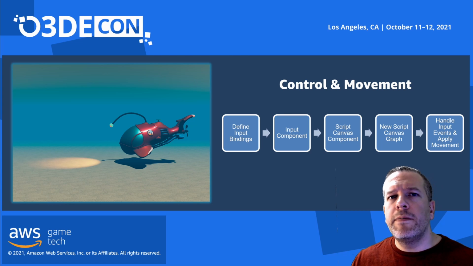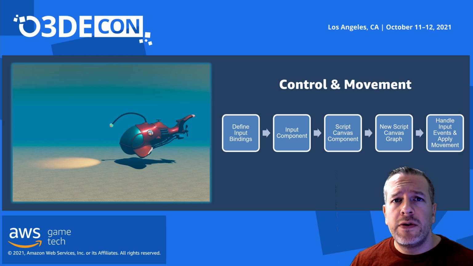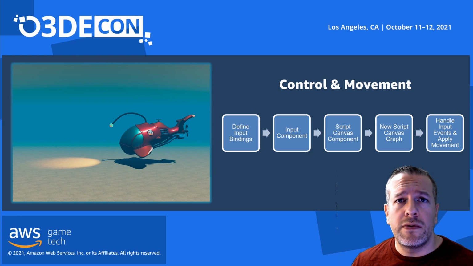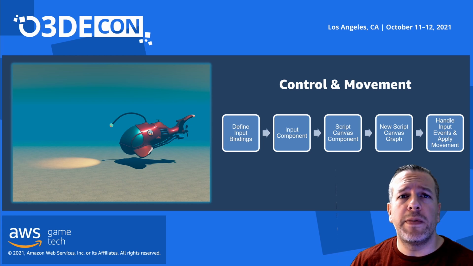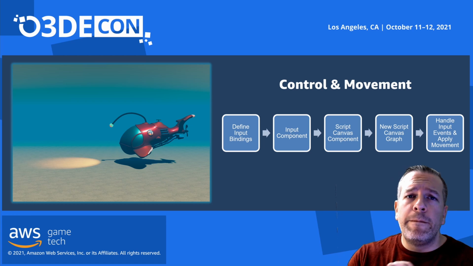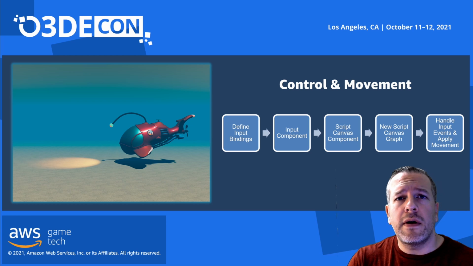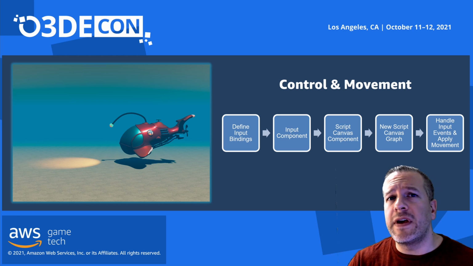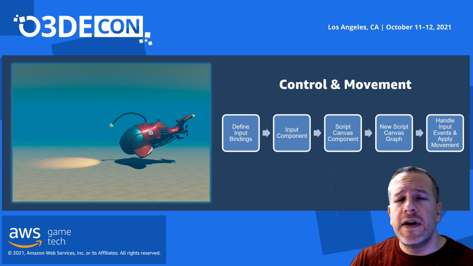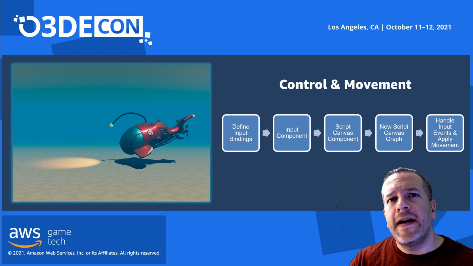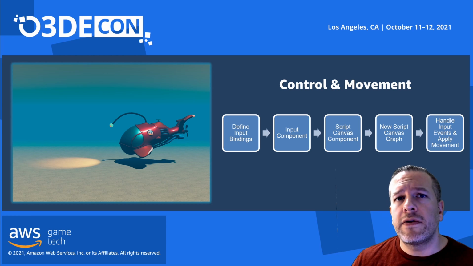So we're going to begin by adding some ability to control and apply movement to the submarine we saw in our initial scene. To do this, there are 5 steps we need to take. The first one will be to define the input bindings. This is a way to handle the input, whether it's from the keyboard, gamepad, joystick, or touch devices perhaps, and allow our scripts to react to them.